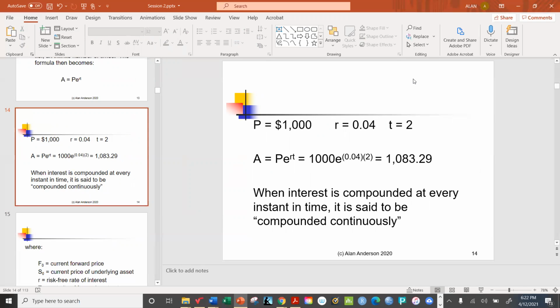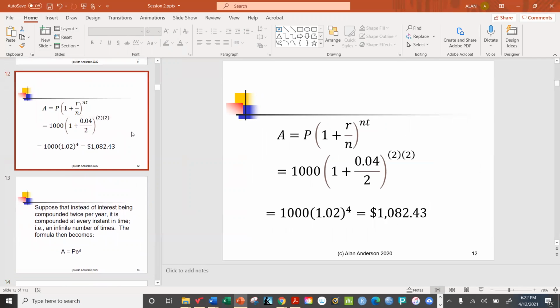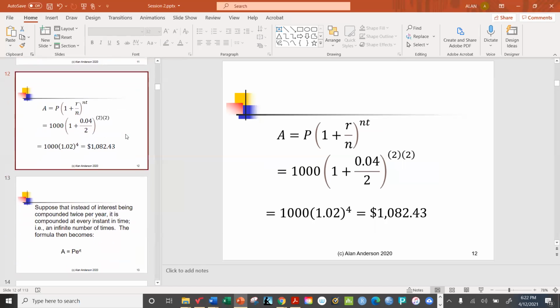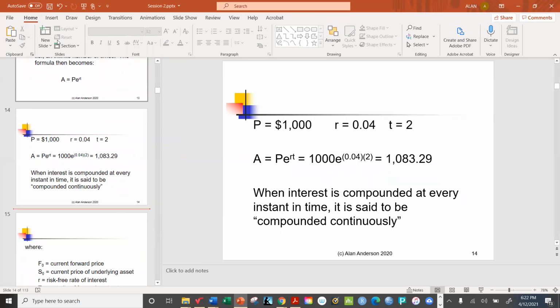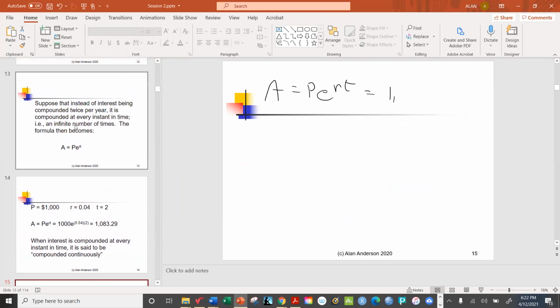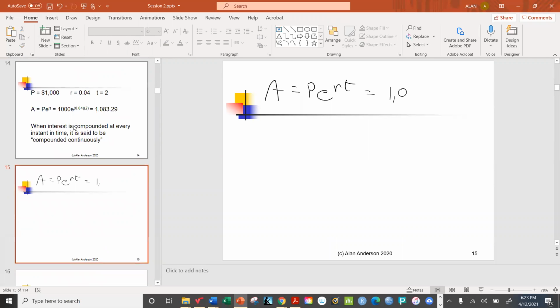Now, what we can also do, if you need to for some reason, is figure out what the equivalent continuously compounded rate would be, which brings them both to the same future value. In other words, here, interest is 4% per year, but compounded semi-annually. In order to end up with the same final result, what would you have? Let's say this should add up to what we had originally, which is 1,082.43. So we have 1,000 e to the r, and t is 2.